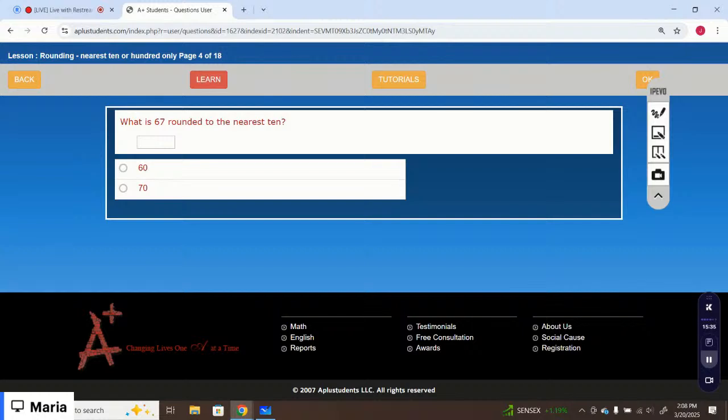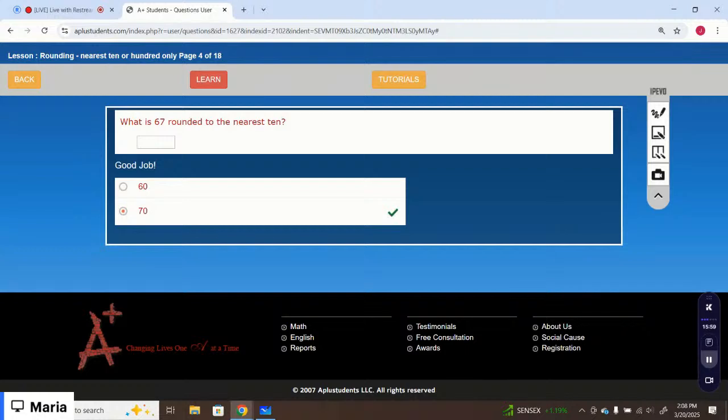What is 67 rounded to the nearest 10? So which is the correct option? 67 is rounded up to 70. Option number 2 is the correct option.